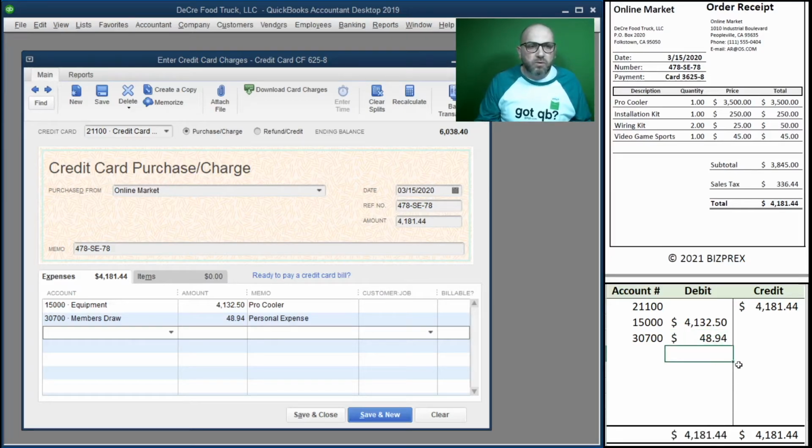So again, what's going on here? We credit our credit card account, liability goes up. We debit our asset account right here. Assets go up when we debit them. And we debit our draw account, that's an equity account, and an equity account goes down when we debit it, right? So that essentially reduces our ownership in the business by $48.94. Debits and credits are in balance. We're good to go. We're going to click Save and New.